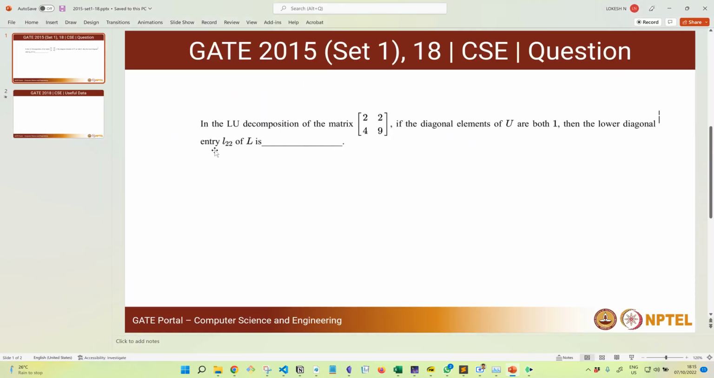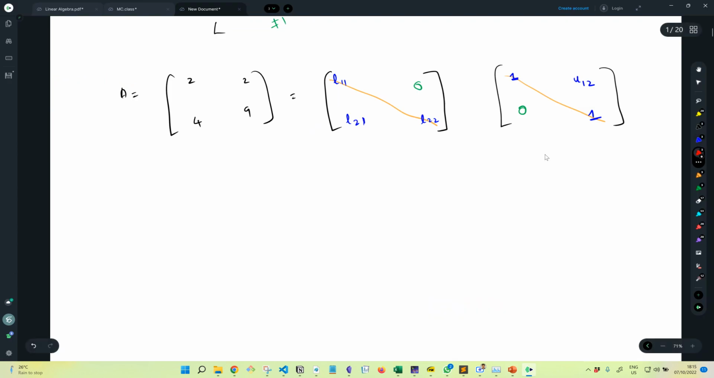And then what are they asking? They are asking the value of L22, the value of this entry. Now let's see how to solve this question. If you multiply these 2 cross 2 matrices, what will happen? Here I'm multiplying L and U. When you multiply L and U, the first element will be L11. The second element will be L21.